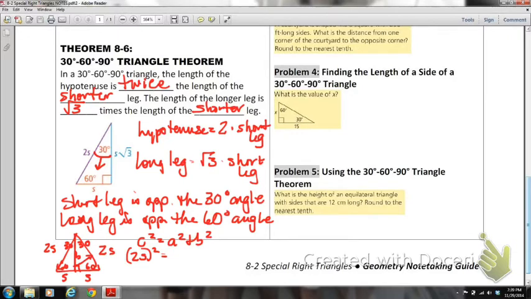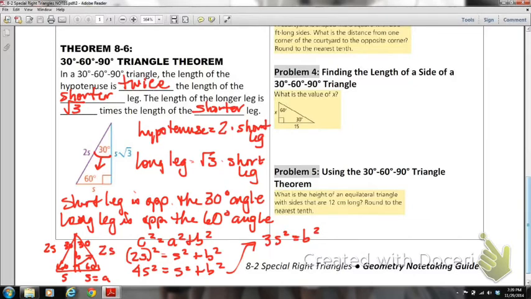The a, we'll let the a be one of the sides. So we got s squared is a, and then the altitude in the middle is the b. So if you square 2s, 2 squared is 4, and of course s squared is s squared. So you got 4s squared is equal to s squared plus b squared. So if you subtract s squared from both sides to get it off of the right side, you're going to have 3s squared is equal to b squared.